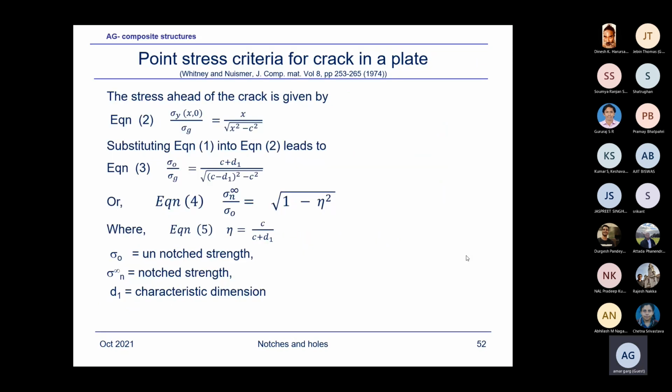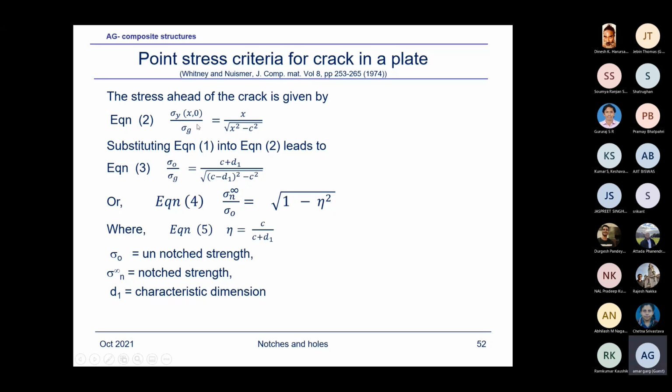Okay, now writing the stress expression: the stress distribution for the crack is far simpler than for the hole. You can always remember this equation: sigma y upon sigma g, which is the gross stress, is equal to x upon the square root of x squared minus c squared. This term basically gives the stress singularity, the square root singularity, which in metal fracture mechanics we talk of as the square root singularity.